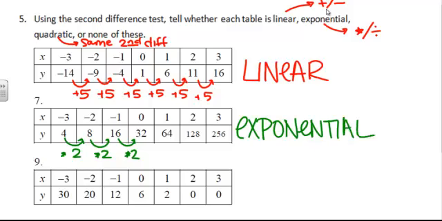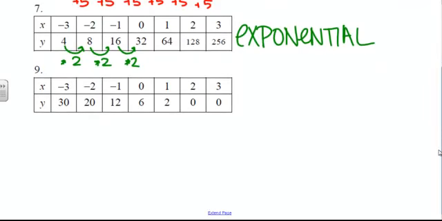And now the very last one on here, I'm going to check for linear first. So if I go from 30 to 20, I'm going to subtract 10. 20 to 12, I'm going to subtract 8. So right here already we know it's not linear. So keep going. Minus 6, minus 4, minus 2, minus 0.